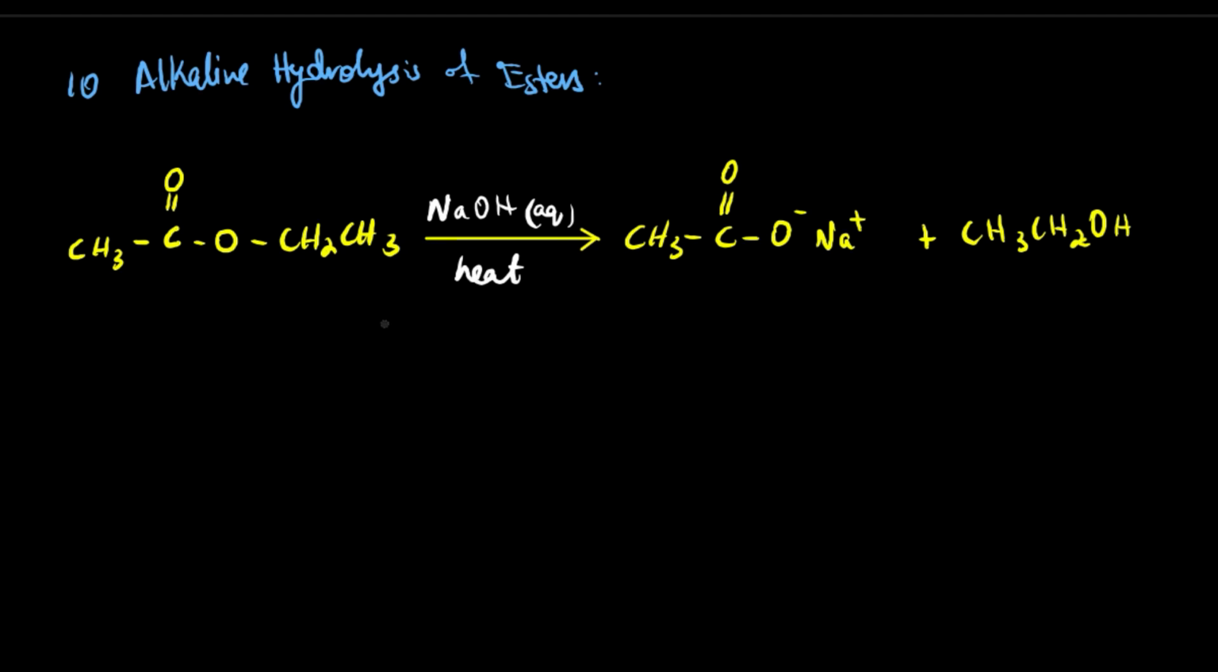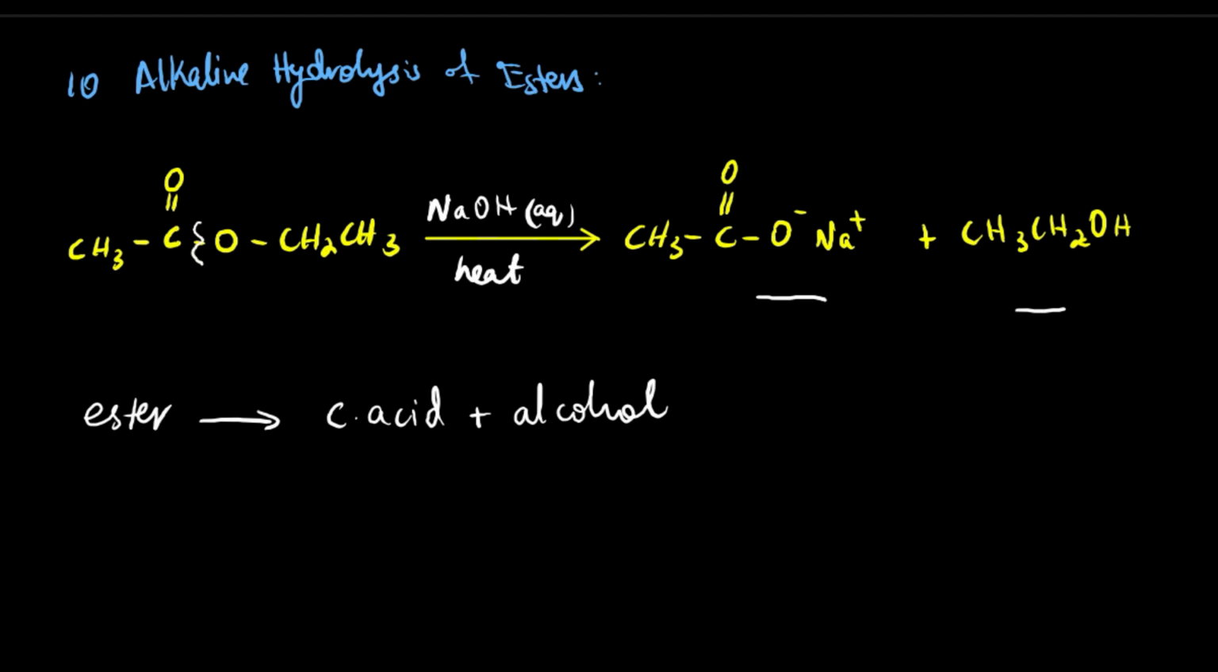Now if you look at the products, you are not getting a carboxylic acid and an alcohol per se as you were in acid hydrolysis. Rather, you're getting a salt and an alcohol. Now what exactly occurs in this? Let us look at the mechanism in a very simplistic way. The ester breaks into a carboxylic acid and an alcohol as previously discussed.